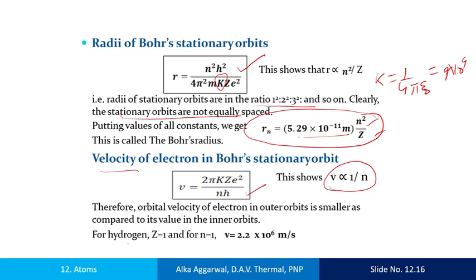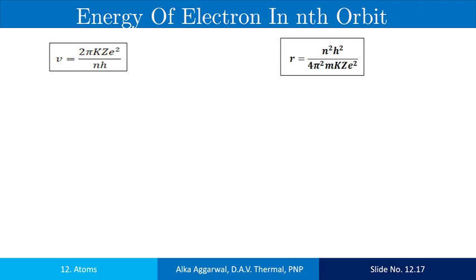For the hydrogen atom, for n equals 1, the velocity is observed to be 2.2 into 10 to the power 6 meter per second. Moreover, it is also observed that the orbital velocity of the electron in outer orbits is smaller. Larger the orbit number, smaller is the velocity. Now let us find out the energy of the electron in the nth orbit.